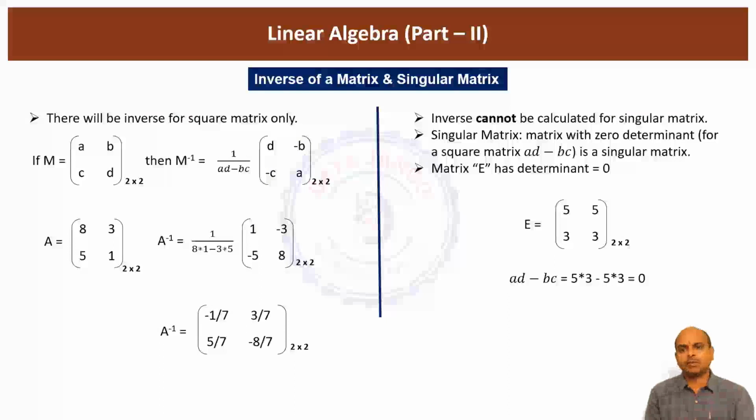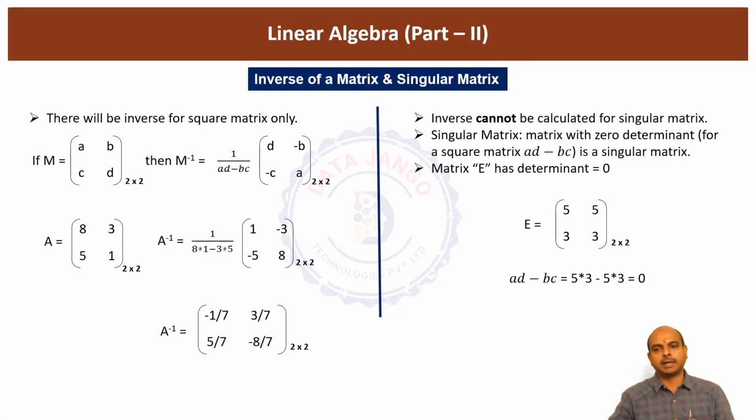And let us understand what is inverse and singular matrix and what are the problems involved in calculating inverse for a singular matrix. To calculate inverse of a square matrix, we can use this formula: 1 by (AD minus BC) times the matrix [D, minus B; minus C, A]. If the matrix is A, B, C, D, this is the formula to calculate the inverse of a matrix. Here AD minus BC is called the determinant of the matrix.